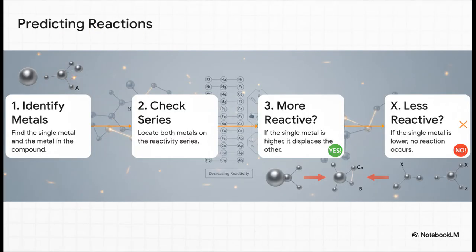And you can use these 4 simple steps to get it right every single time. First, spot the single metal and the metal that's already in a compound. Second, find them both on the reactivity series. Third, if the single metal is higher up the list, it wins. Displacement happens. And fourth, if it's lower down, nothing. Absolutely nothing happens. Easy, right?